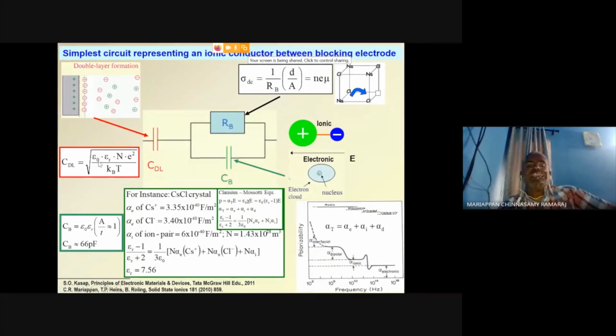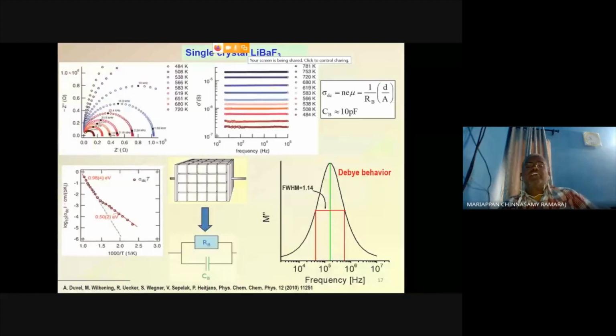Of course, you can find out the space charge layer or double layer capacitance. This is directly proportional to the number of charge carriers present here. So that is perfect if you have a perfect single crystal. Suppose I have a perfect single crystal like lithium barium fluoride. Here is the impedance spectra of the perfect single crystal, so you have perfect semicircles.